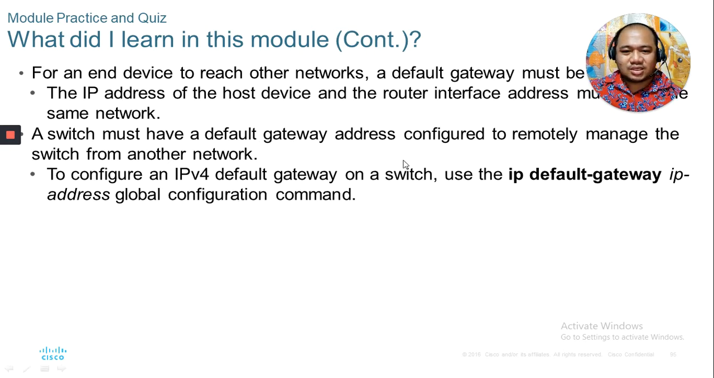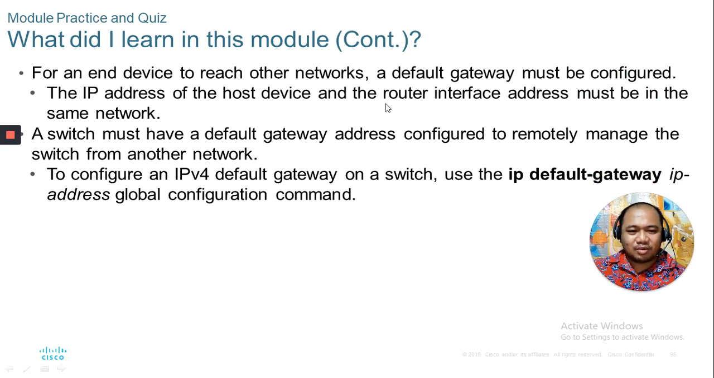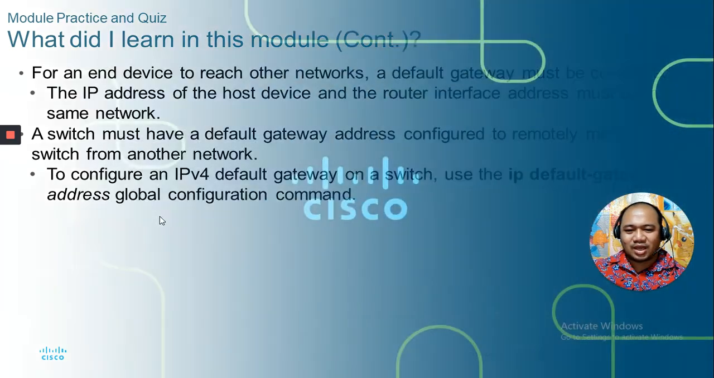For an end device to reach another network, you need a default gateway, which is your router IP address, for your host computer to communicate with the remote network. A device must have a default gateway address configured to be remotely managed from another network. Of course, we are referring to the switch virtual interface. Your switch also requires a gateway if you want to manage the configuration of a remote switch. To configure an IPv4 default gateway on a switch, you need to type ip default-gateway.